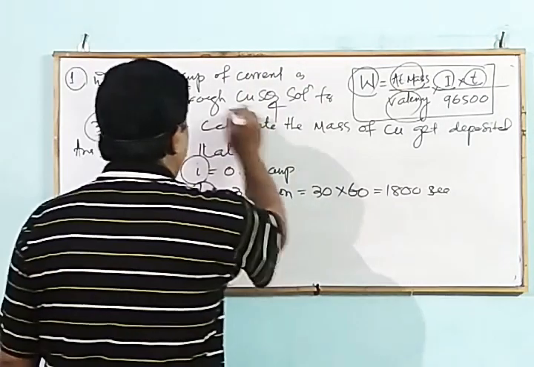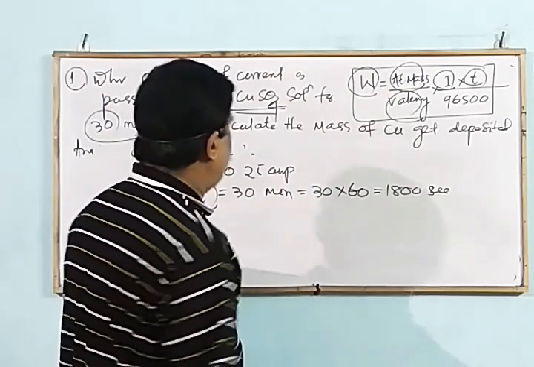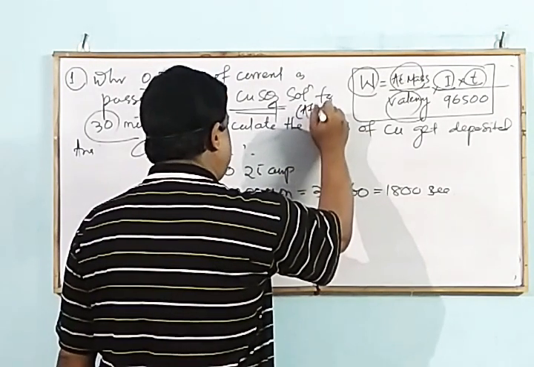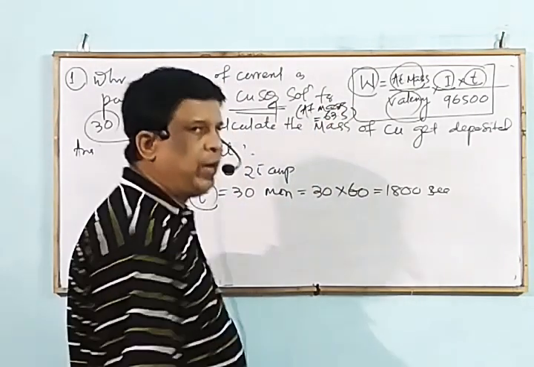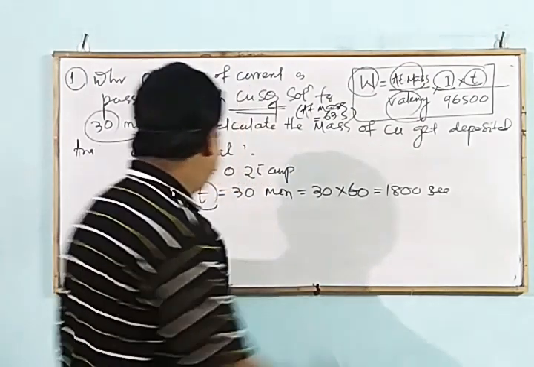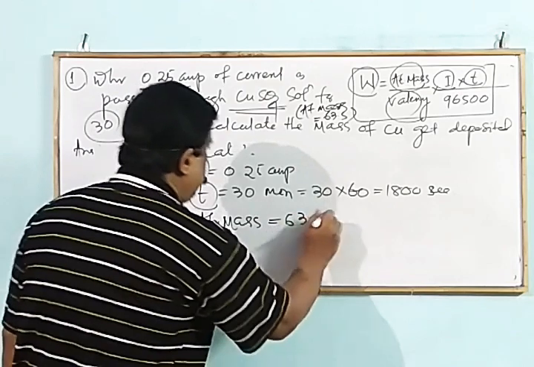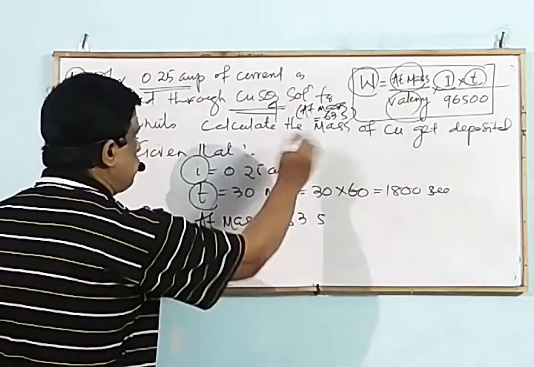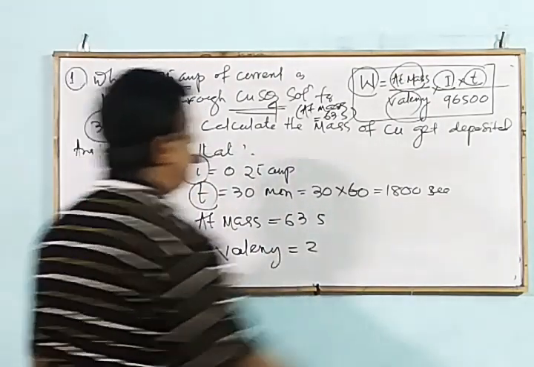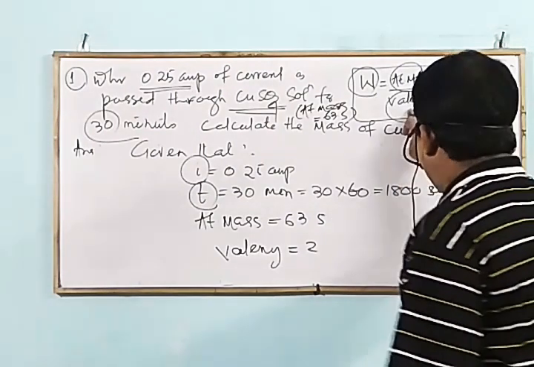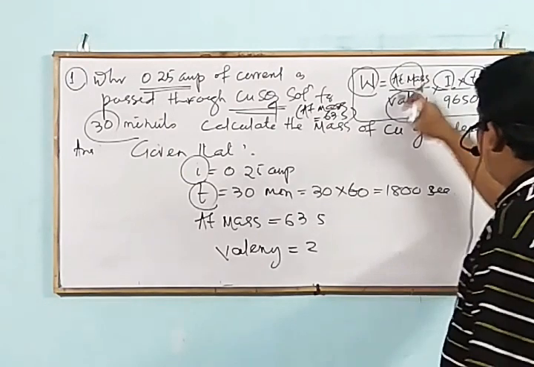Next, copper sulfate solution. Another two factors are there. One thing we have to remember, whether it is given or not, is that the atomic mass of copper is equal to 63.5. Sometimes it may be given or not, we have to remember. So mark that: atomic mass 63.5, given. Copper sulfate, CuSO4, from this it is clear that the valency of copper is 2. So mark that: atomic mass given, valency given, current given, time given. So 1, 2, 3, 4 parameters are given.